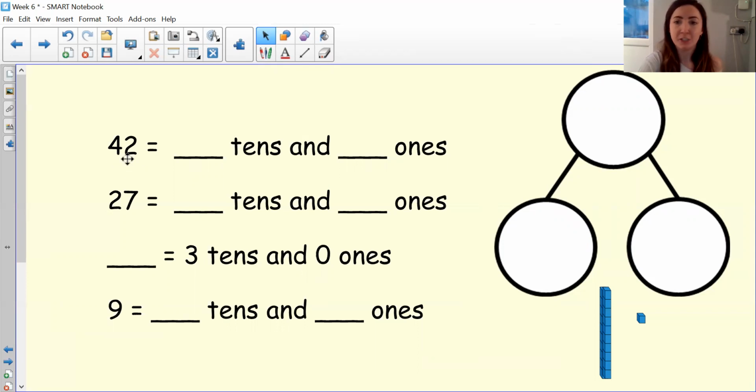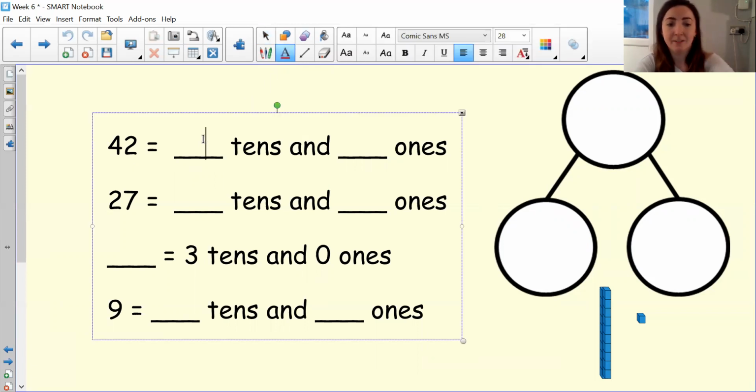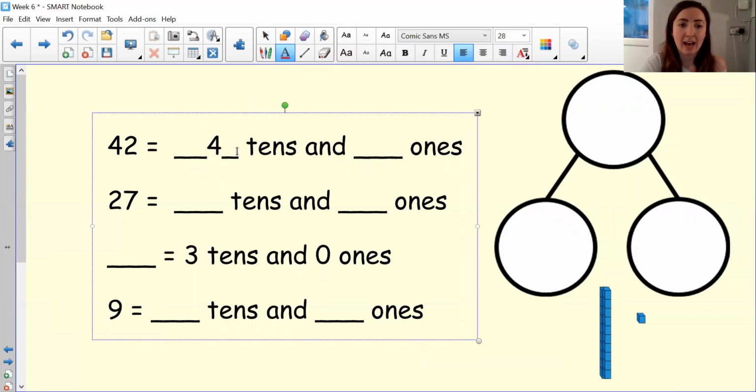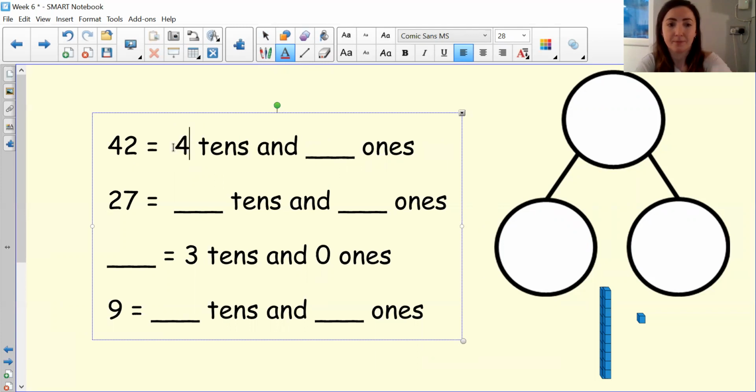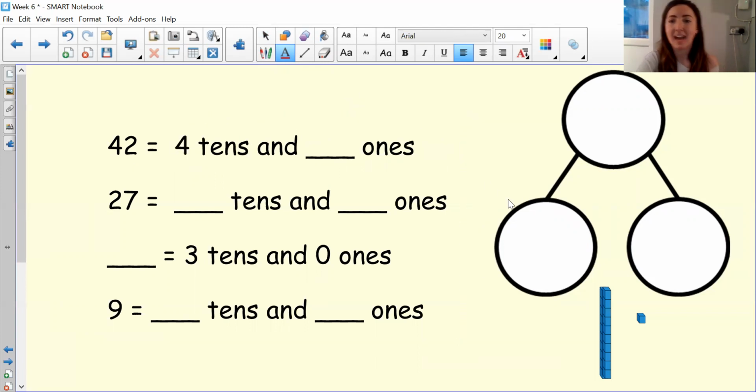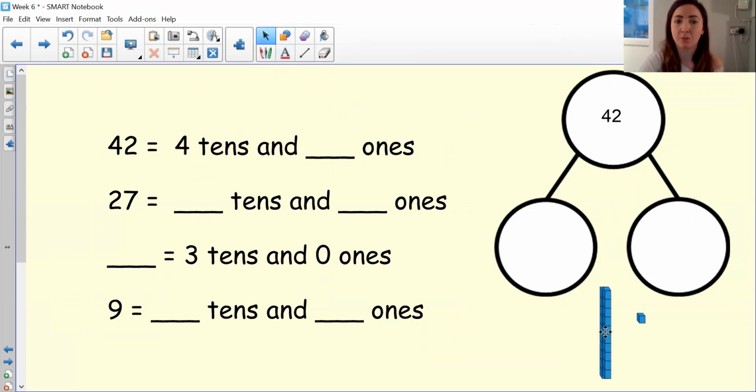42. So I know in 42 by looking at the number that there are 4 tens because the first digit is 4. So I'm going to write 4 in here. 4 tens. And I'm going to represent that in my part-whole model as well. So my whole number is 42. And 42 is made up of 4 tens. So I'm going to put 4 tens in one part of my part-whole model.